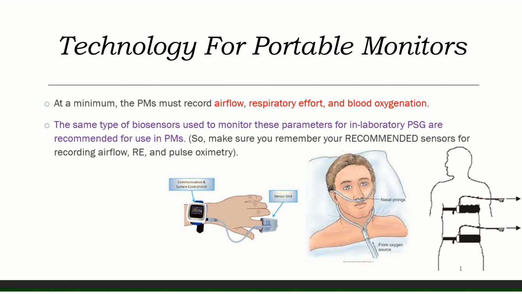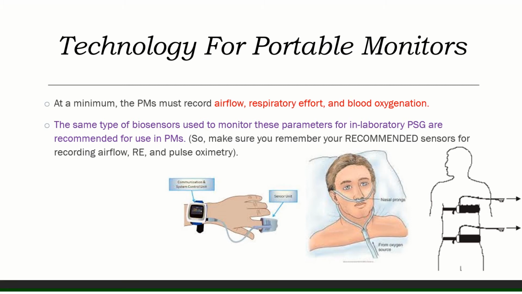All right, so the technology for portable monitors. At a minimum, the portable monitoring device must record airflow, respiratory effort, and blood oxygenation. So you need that nasal cannula, you need the respiratory belts, and you need the pulse ox. At minimum, that's all you need. Cannula, respiratory belt, pulse ox.